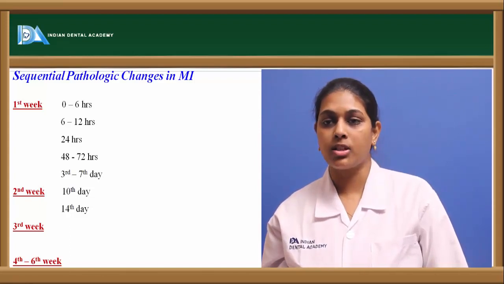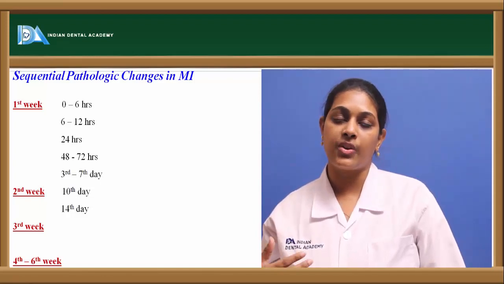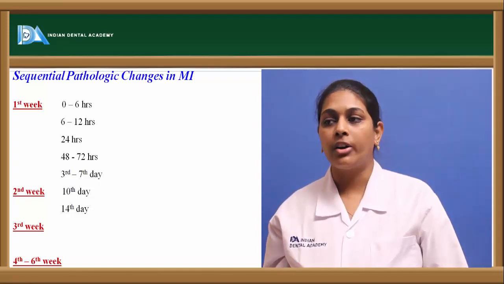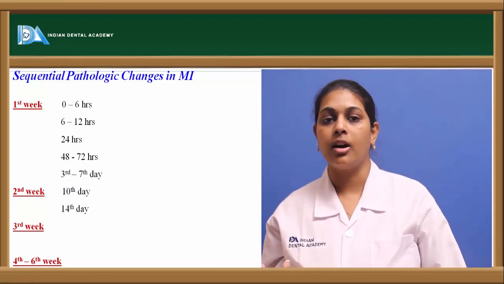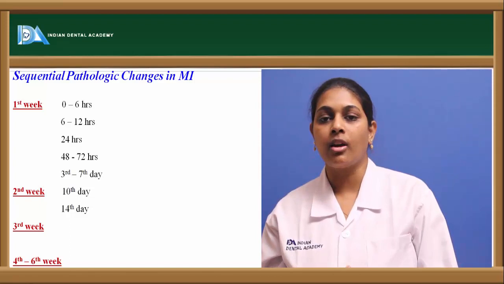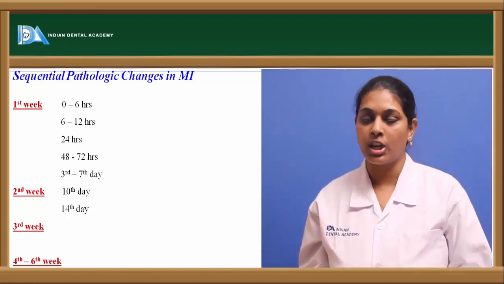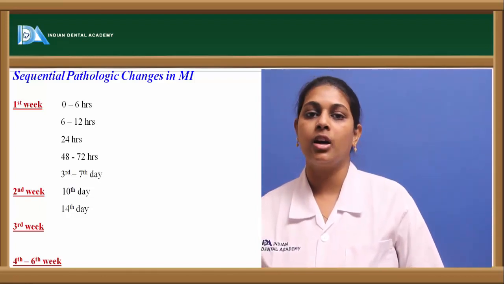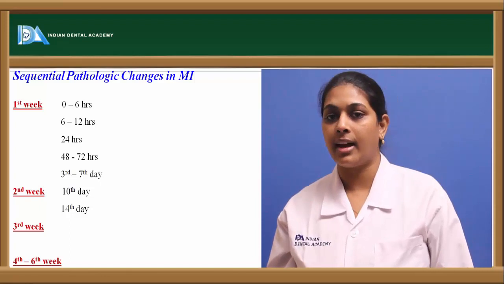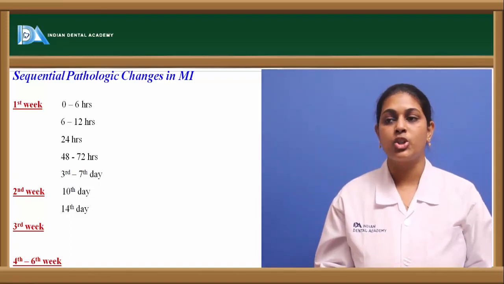As time progresses, after the second day, that is from 48 to 72 hours of infarct formation, we see paleness as well as hyperemia. Under the light microscope, we usually see coagulative necrosis completely occupying the area of infarction. Other than that, neutrophilic infiltration is also well developed in such an area.